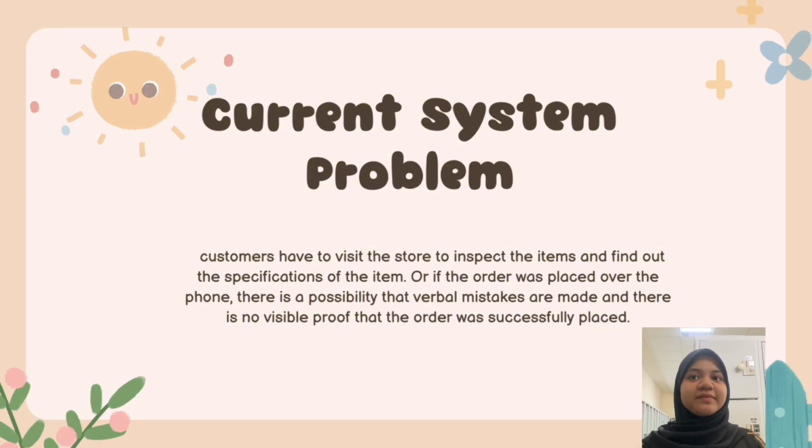Current system problem. Customers have to visit the store to inspect the items and find out the specification of the item. Or if the order was placed over the phone, there is a possibility that verbal mistakes are made and there is no visible proof that the order was successfully placed.